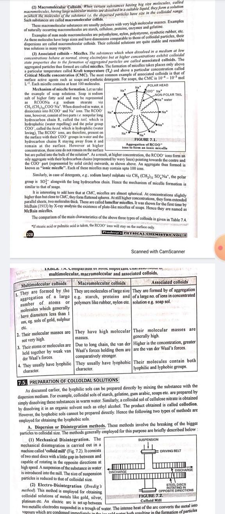Macromolecular colloids are molecules of large size, such as starch, protein, and polymers like rubber, nylon, etc. Associated colloids are formed by aggregation of a large number of ions in concentrated solution. Example: soap sol.